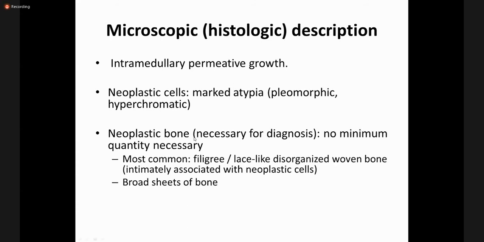So the most common malignant bone formation patterns are filigree-like disorganized woven bone, which is associated with the neoplastic cells. And sometimes there are broad sheets of malignant bone.